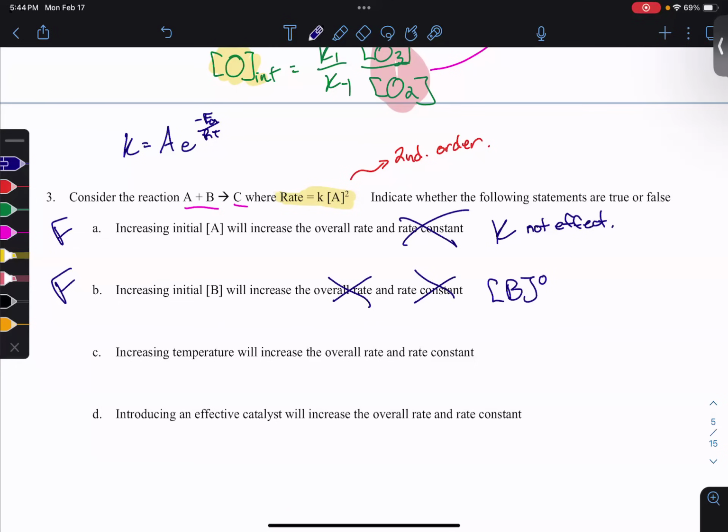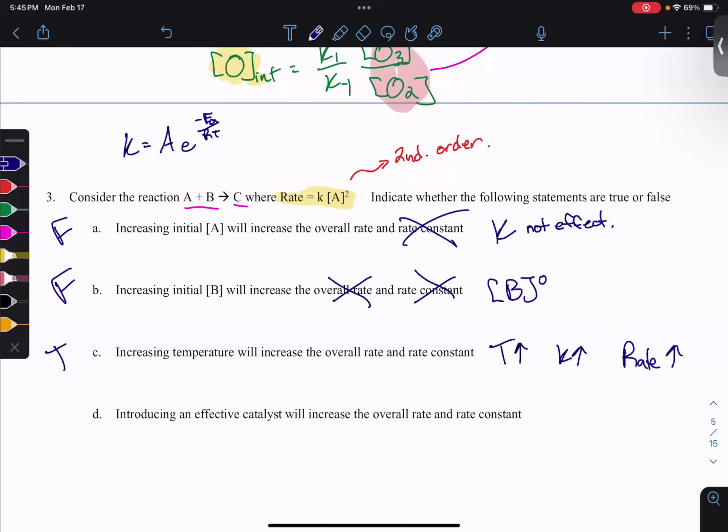All right, increasing the temperature will increase the overall rate and the rate constant. True or false? Yes, this one is true because when you increase temperature, the value of K increases. The reason? The Arrhenius equation. And if K increases, remember K is in our rate law, so rate will also increase. So I was able to make this reaction go faster without changing any concentrations at all. Increasing the temperature increases K, which then increases rate, versus increasing concentrations, which just increases rate and has no effect on K.